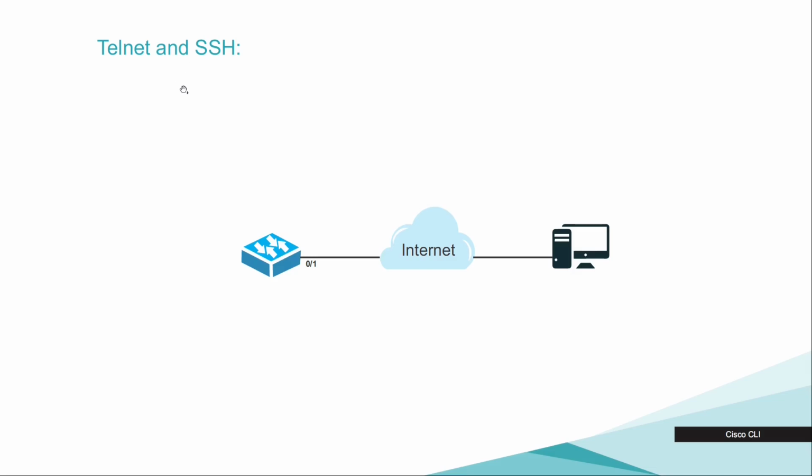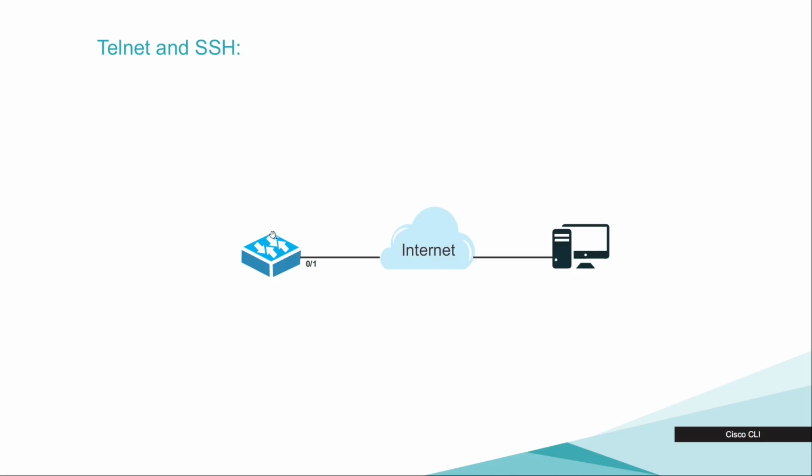Those two protocols will allow us to access our switch remotely. We don't have to be physically on the same site or location where our switch is. To use Telnet and SSH, we need connectivity between our switch and our desktop or laptop. So we can use, for example, the internet. We can connect our switch to the internet and have our desktop connected to the internet also.